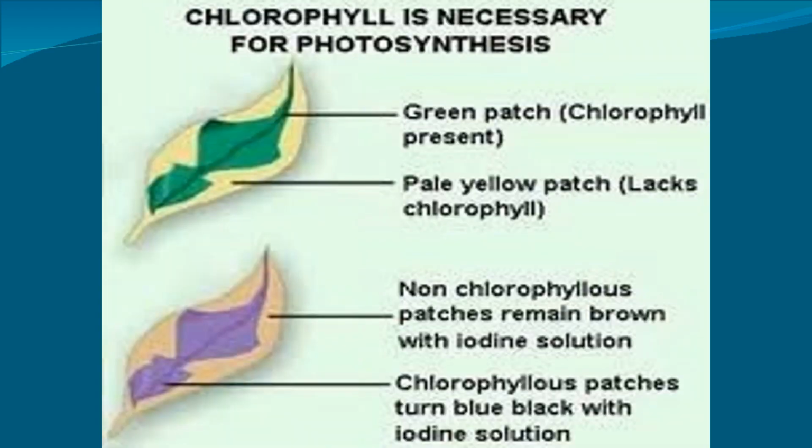The green patches represent that chlorophyll was present there, and the pale yellow patch shows that there was a lacking of chlorophyll on that side. Similarly, non-chlorophyllous patches remain brown with iodine solution, whereas chlorophyllous patches turn blue-black with iodine solution. So this shows that chlorophyll is necessary for photosynthesis.